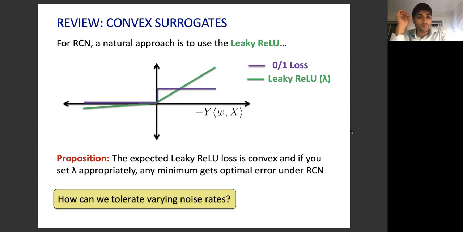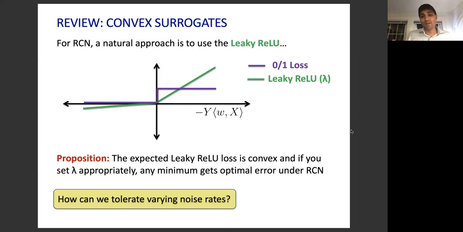Basically, what happens is that if you have some probability of flipping the label of a data point, that's just going to reflect the data point over the y-axis because you're flipping the label. And if you choose this lambda parameter correctly, you can balance the loss, getting some penalty for not agreeing with the label against the benefit of actually getting the correct label.